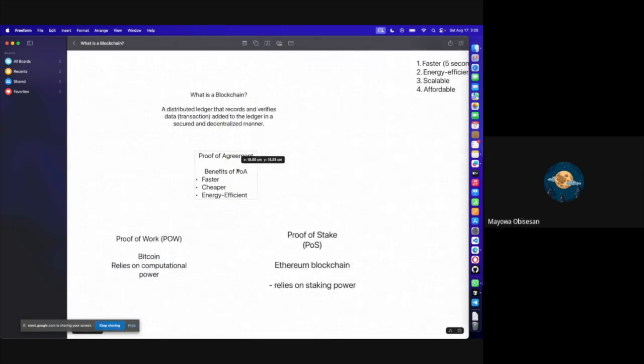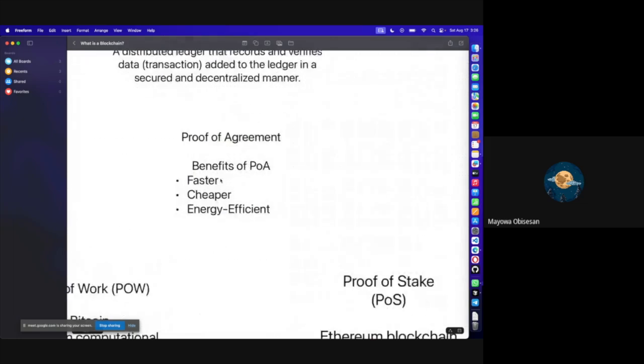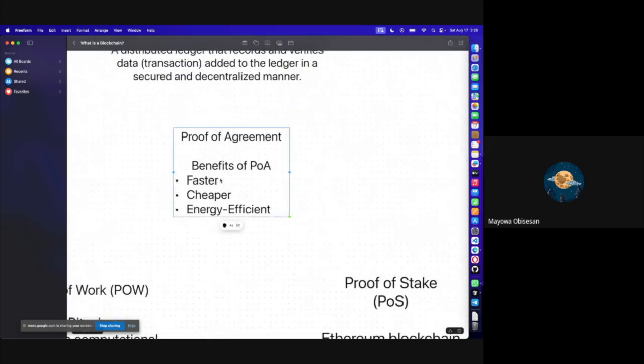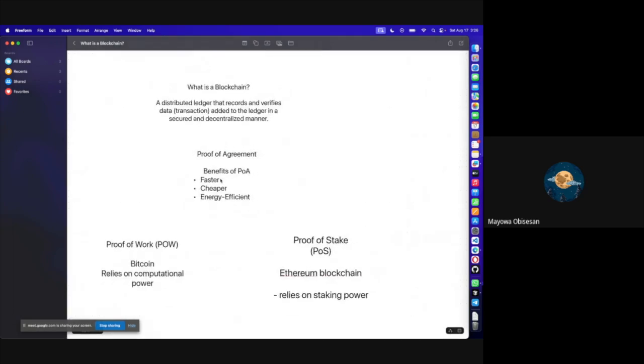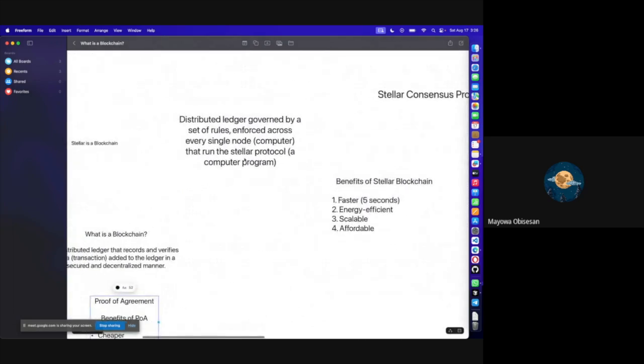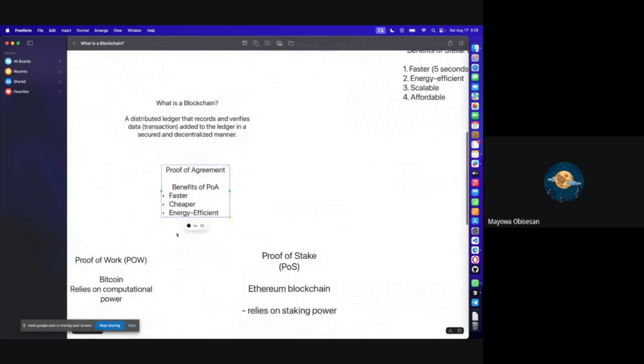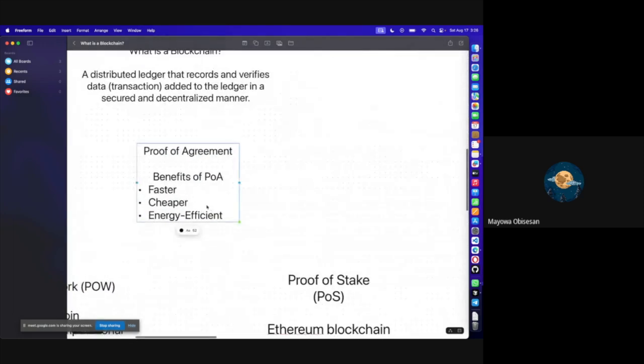of agreement. Now, the proof of agreement in this case is this form of agreement whereby the nodes are the ones making the agreement, right? So there are different nodes like we've established already, right, on the blockchain that are governed by a set of rules. Now, each of those nodes in Stellar has to agree. So the proof of agreement in this sense is just a way for nodes to agree that yeah, I validate the transaction of this other node.